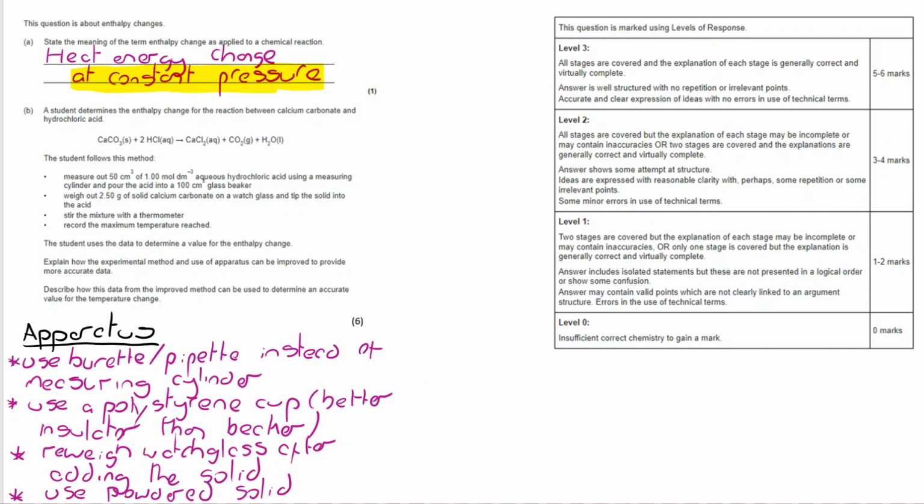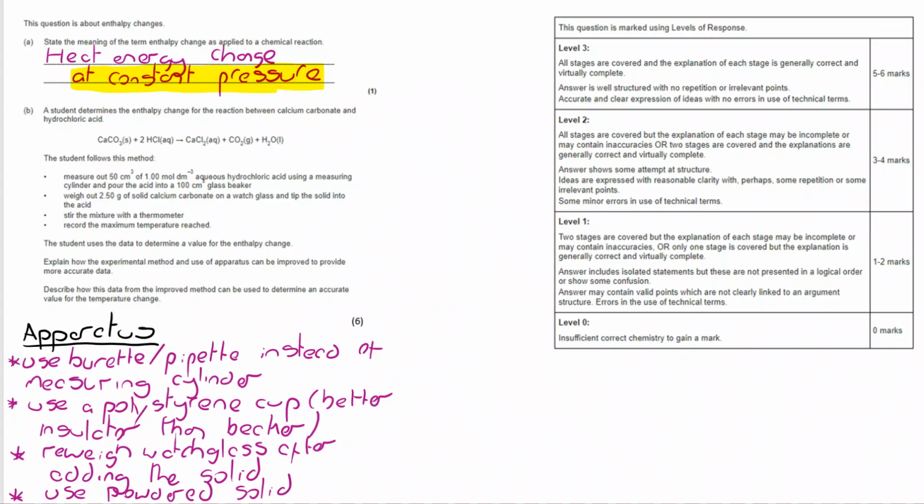And also could talk about using a powdered solid rather than 2.5 grams of solid calcium carbonate. That would mean the reaction would take place more quickly. It would certainly be more effective in terms of generating heat energy before that heat energy gets lost too rapidly.